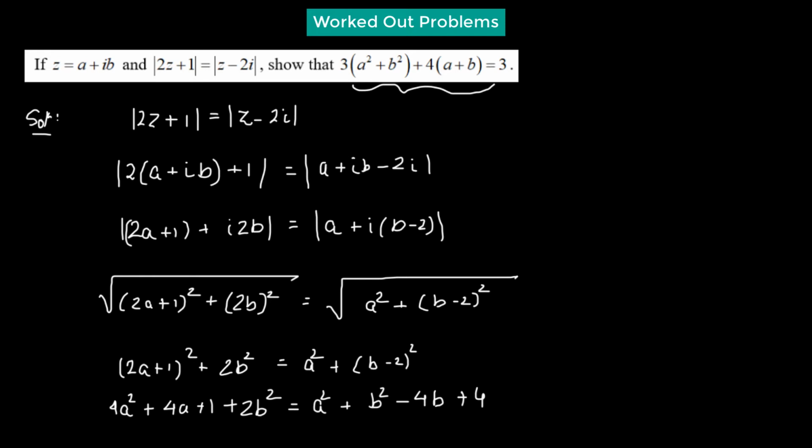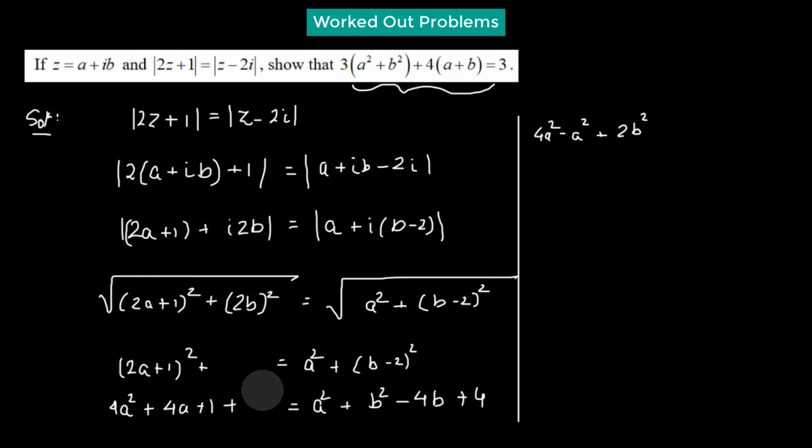Then we rearrange it by combining all the like terms. So we have 4a² - a² + 2b²... So I made a small mistake here. The mistake is that 2b squared is 4b squared. So this is 4b².